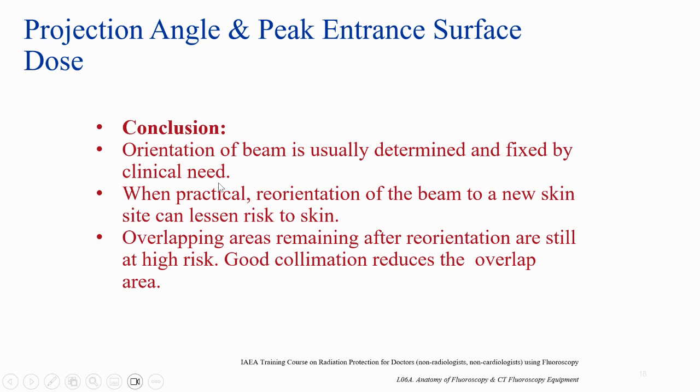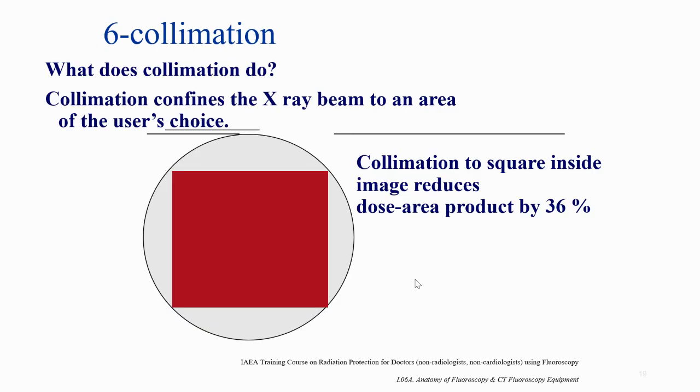Conclusions: in projection angle, orientation of the beam is usually determined and fixed by clinical need. When practicable, reorientation of the beam to a new skin site can lessen risk to the skin. So try to take different projections and expose different areas of the skin, which reduces the radiation risk to the skin. Overlapping areas remaining after reorientation are still at high risk, but good collimation and large increments can reduce the overlapped area.